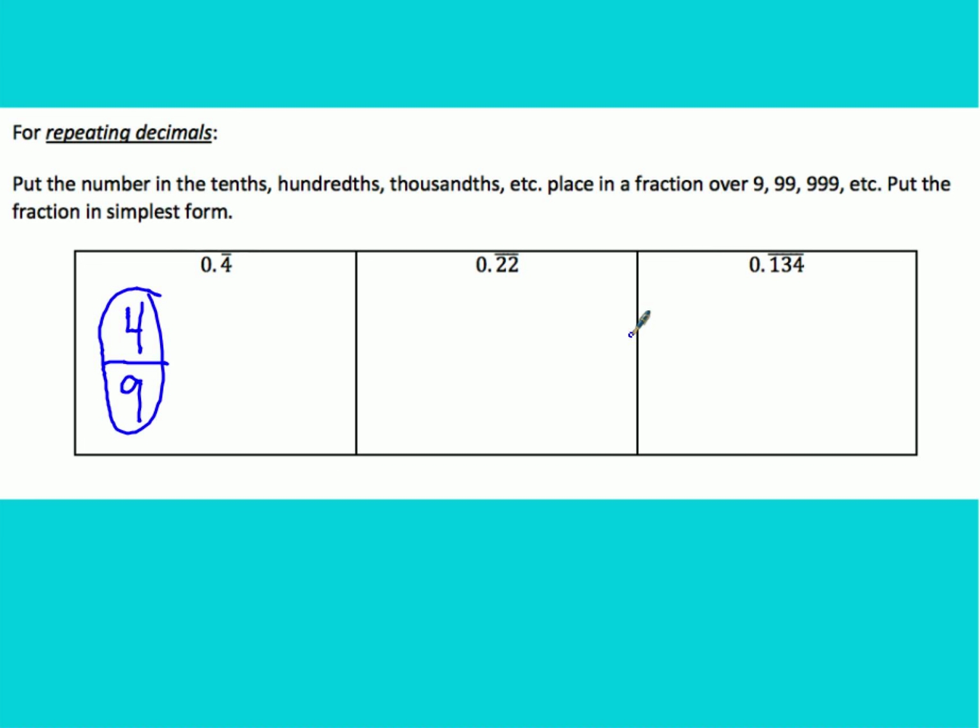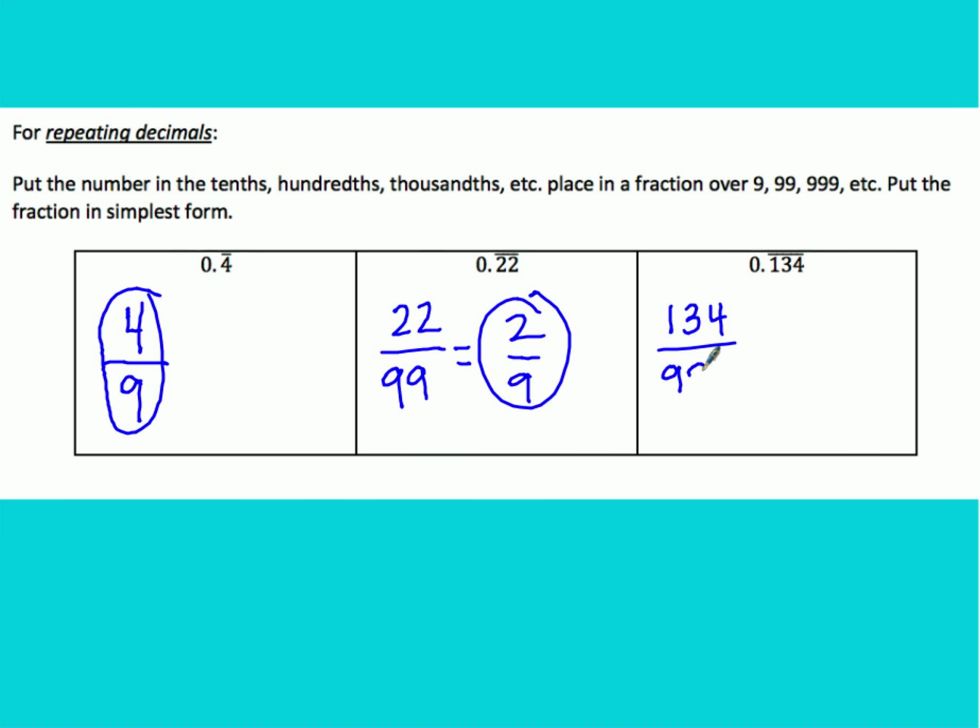In my next example, I have 0.22 repeating. So again, I'm going to do 22 because that's what I see behind my decimal, and then I'm going to put it over 99 because there were 2 spaces after my decimal. These are both divisible by 11, so I can rewrite this as 2/9 in simplest form. Finally, we have 134 thousandths repeating itself. So I put 134 over 999, and this is in simplest form for its fraction. So with repeating decimals, put them over 9, 99, 999, etc. When you have your terminating decimals, read them properly and then put them over that tens value that you have.